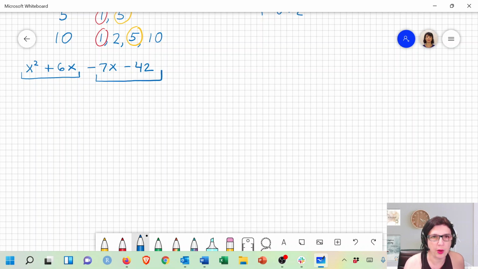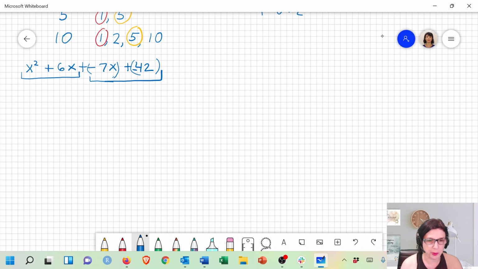Now note how when I was talking to you before about subtraction, I said I don't really like it. I want to write it as add a negative. So that's what I'm going to do right here. I'm going to put plus negative 7x and over here also plus negative 42. I'm inserting that extra plus there. Those are going to be my last two terms: negative 7x plus negative 42.